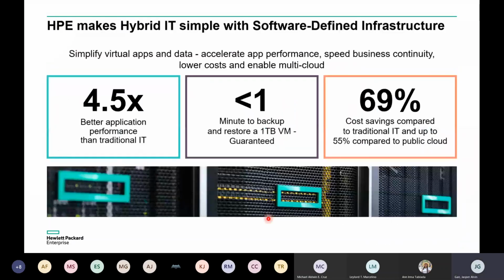So with HPE SimpliVity, what we get is better application performance than traditional IT. We get to also reap the benefits of a guaranteed performance in terms of less than a minute to do local backups, local restore of a terabyte of VM. And we get cost savings compared to traditional IT or even cloud.